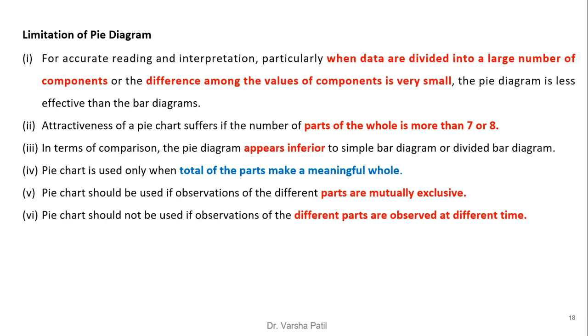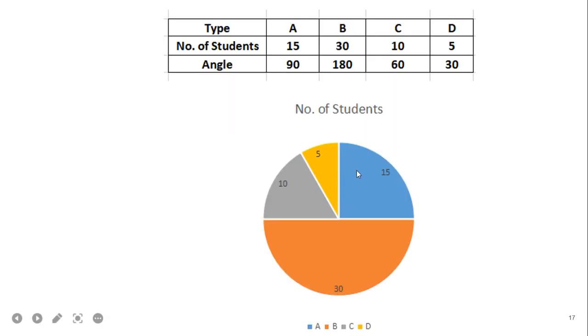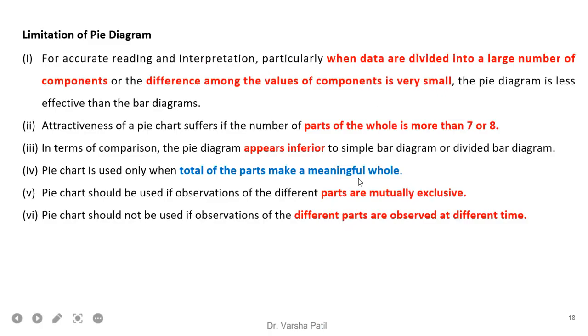Limitation of the pie diagram. For accurate reading and interpretation, particularly when data are divided into a large number of components or the differences among the values of the components are very small, the pie diagram is less effective than the bar diagrams. The attractiveness of a pie chart suffers if the number of parts of the whole is more than 7 or 8, because at that time the partitions will be many and the separations very small, so it is very difficult to interpret. In terms of comparison, the pie diagram appears inferior to the bar diagram or divided bar diagram.